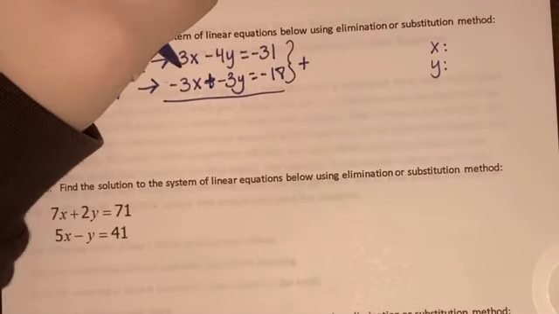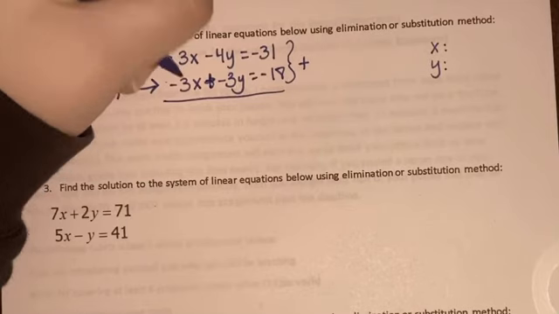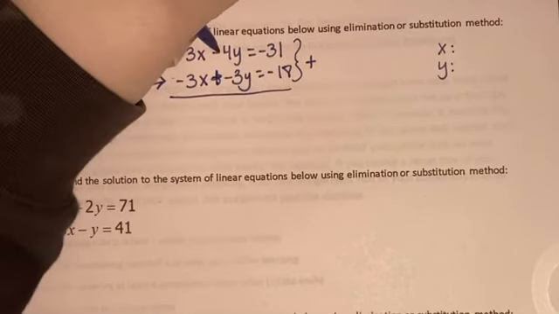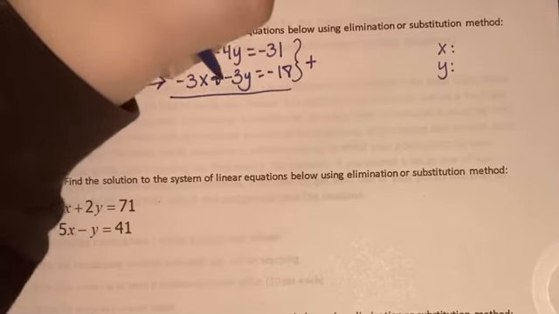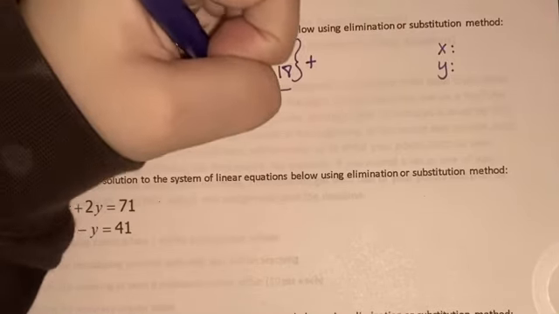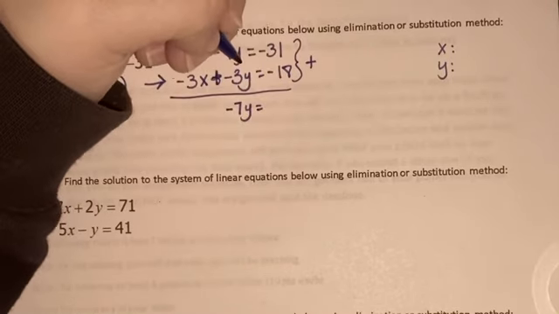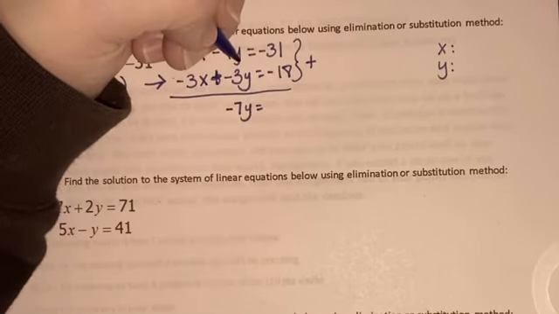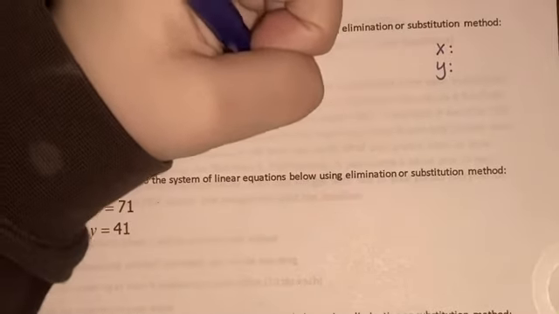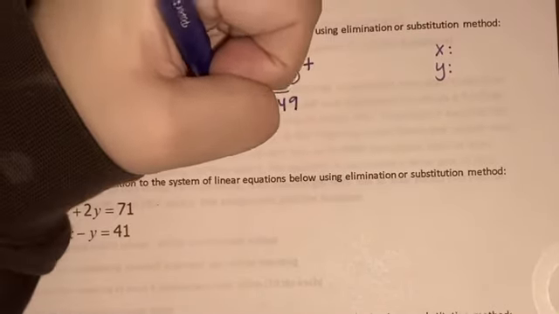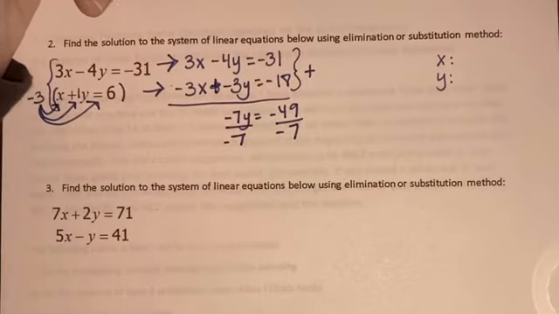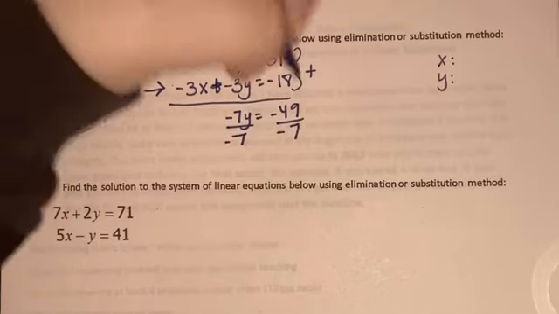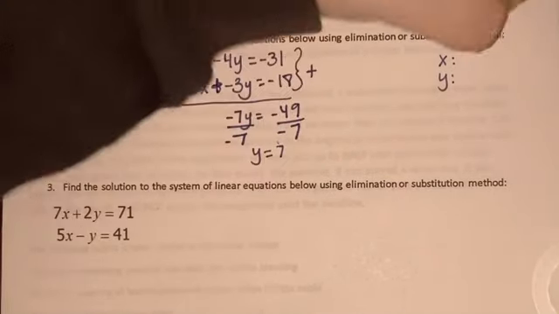So, 3 plus -3 equals 0. So you don't have to write it down. And then -4 plus -3 equals -7y. And then -31 plus -18 equals -49. Now we're trying to get our variable y alone, so we're going to divide by -7. And -49 divided by -7 equals 7. So y equals 7. Now we write that here.